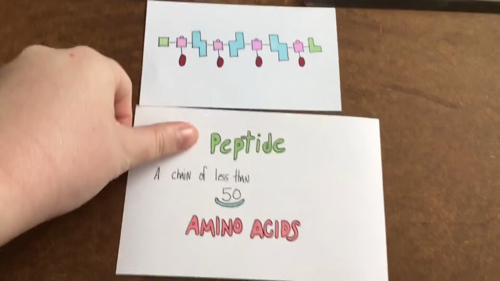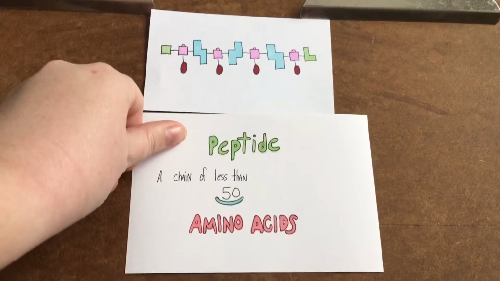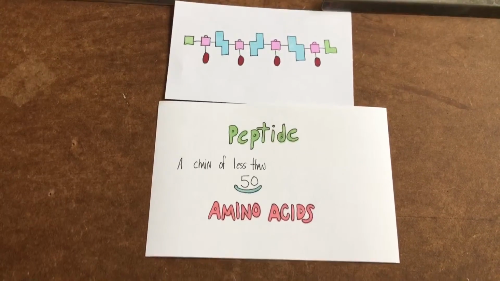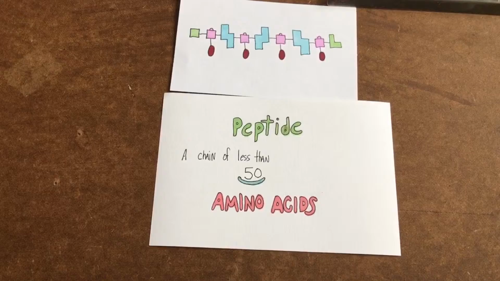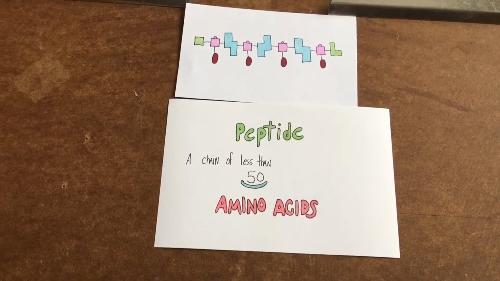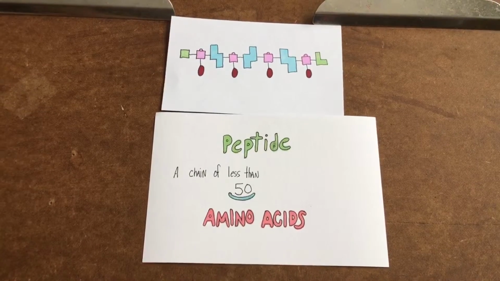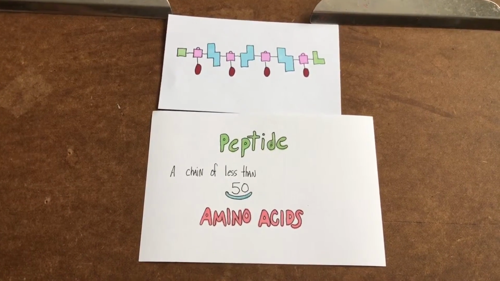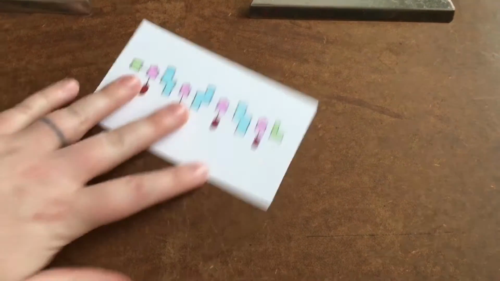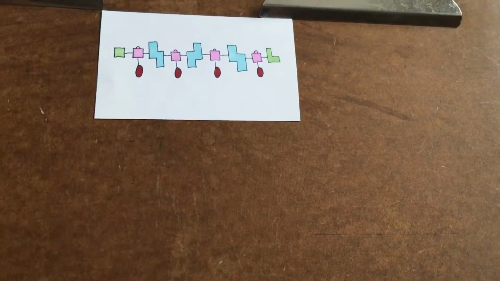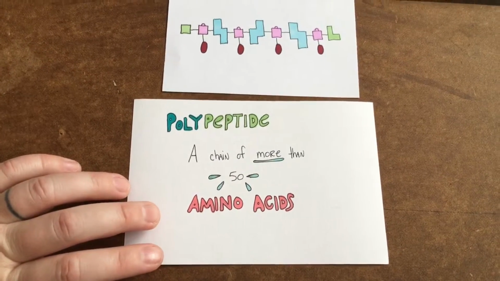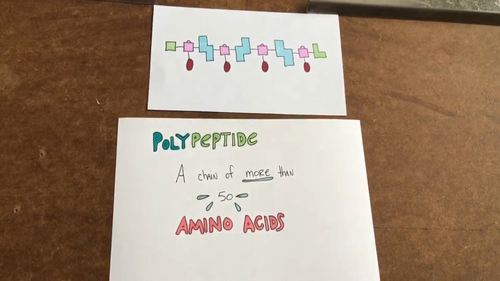The definition of a peptide is basically more or less a chain of less than 50 amino acids. So again, each one of those structures of 3 pieces with the ball hanging down is an amino acid. So if we have 50 or less of those, it's called a peptide. If we have more than that, and this line gets really long, it's called a polypeptide. It's a chain of more than 50 amino acids.